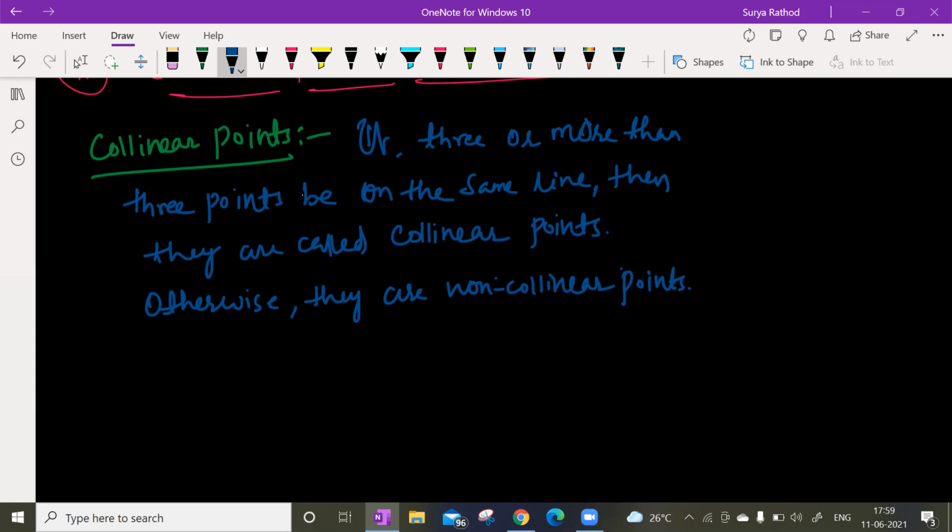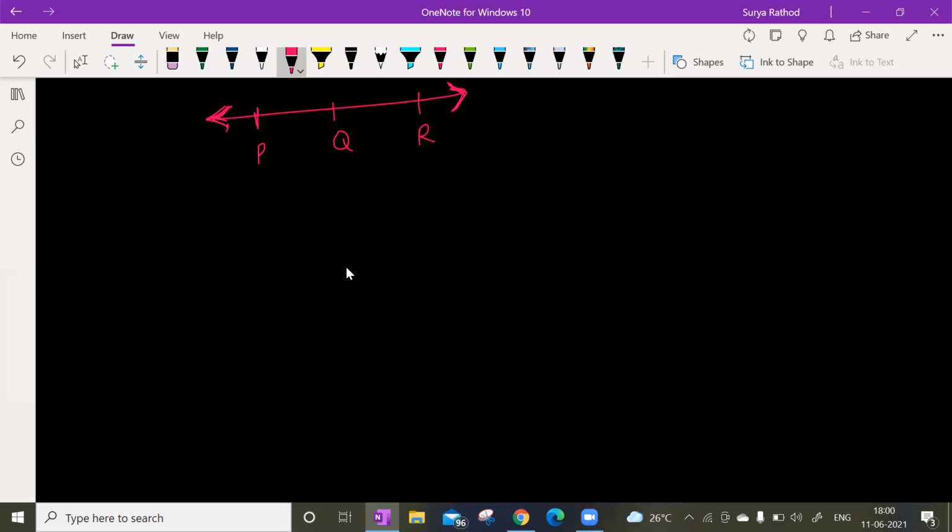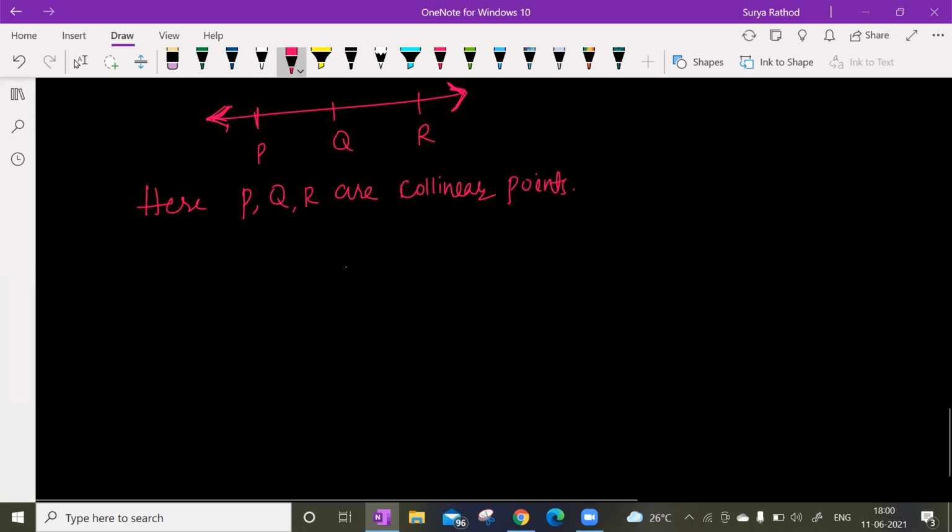All right. So basically, let me draw the diagram. This is my line, which has point P here, point Q here, point R here. All these 3 points lie on the same line. So this is my collinear points. Let us say here P, Q, R are collinear points. Why? Because they are lying on the same line. Understand?